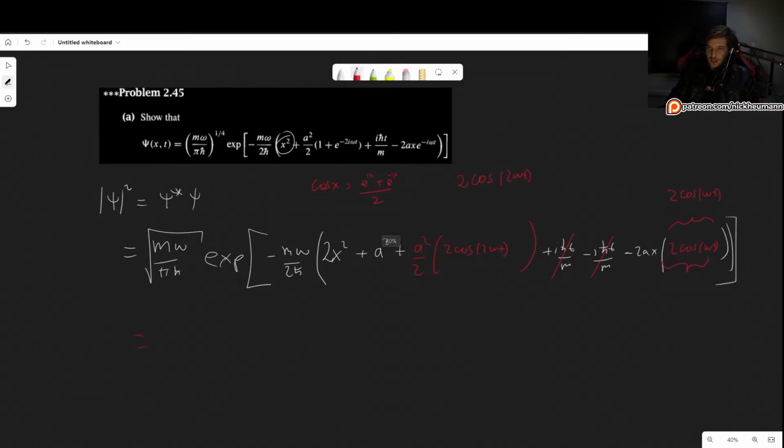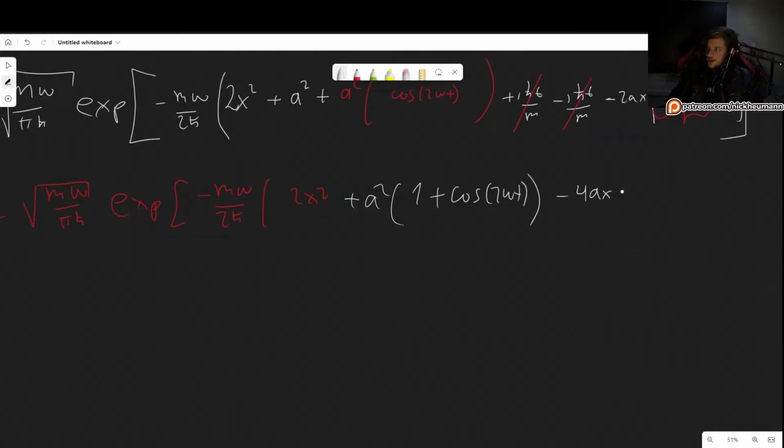Now we made some progress, but this isn't really all that pretty just yet. So we get the exponent of minus m omega over 2h bar, 2x squared. And now these 2's cancel out. So notice we have a squared here and here. So we could factor out a squared, and we get 1 plus cosine of 2 omega t minus 4 times ax cosine of omega t. And now this we can simplify further. So these constants here will remain the same, the exponent of. And now let's pause and look at this for a moment.